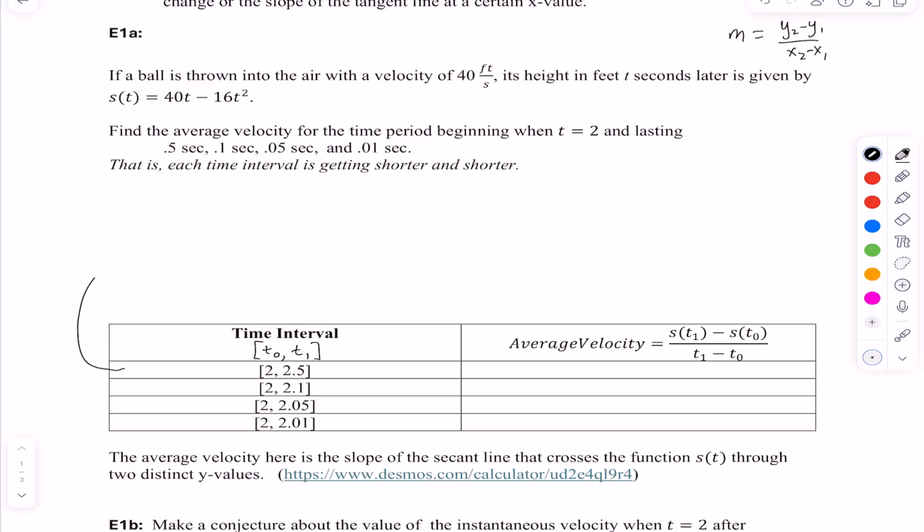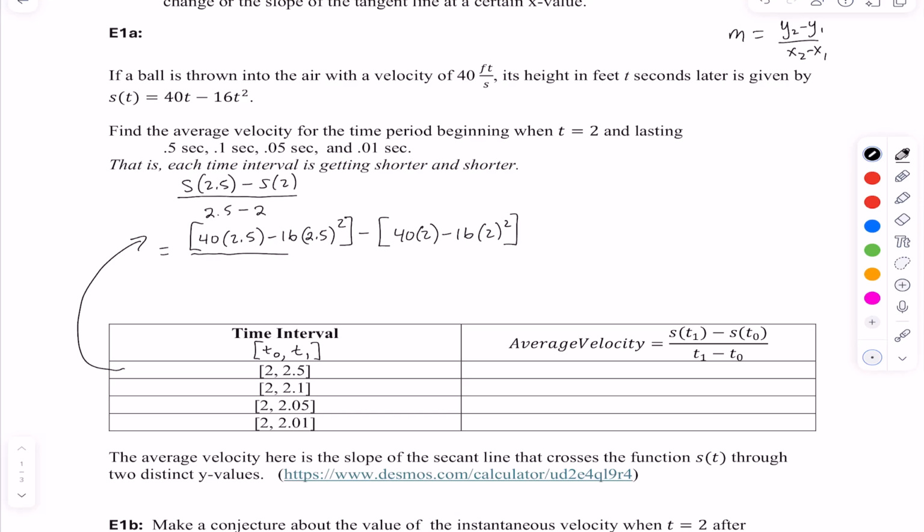the first one here. Let's go ahead and evaluate the first one. The first time interval here, we're going to evaluate s of 2.5 minus s of 2, all over 2.5 minus 2. And then you go ahead and pound this out using a calculator and order of operations. Be careful with order of operations. Make sure you're doing that correctly. So you might want to make use of a bracket. And go ahead and take a moment and pound this out using a calculator.